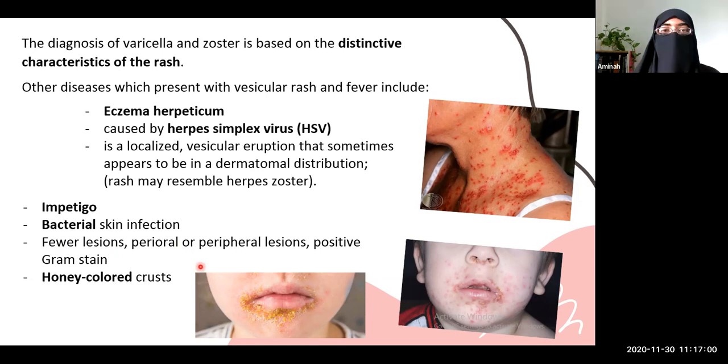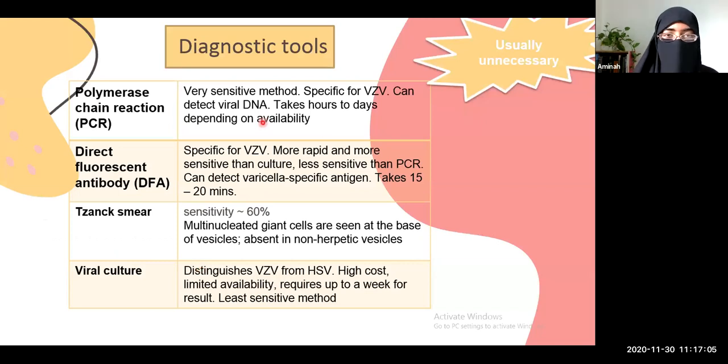So the diagnosis of both varicella and zoster is a clinical diagnosis, so lab test confirmation is usually unnecessary. But in the event that there is an atypical presentation with, say, very few lesions, or if the patient is a high-risk patient with complications and you need to confirm the diagnosis, then the current diagnostic method of choice is the polymerase chain reaction. It's very sensitive and specific for the virus, but it might take a long time depending on the availability of it at the institution.